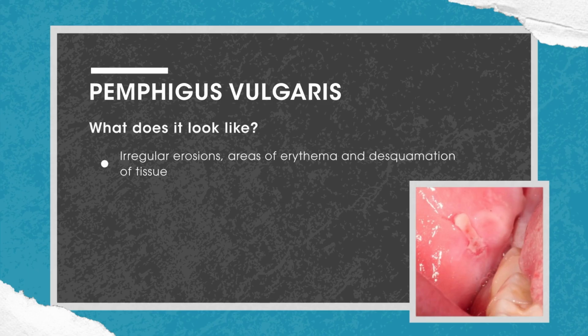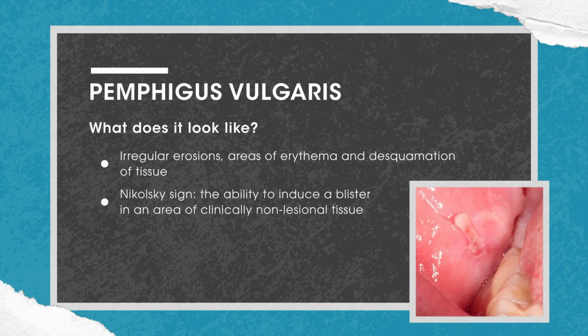Usually you're going to see irregular erosions, areas of erythema, and desquamation of tissue. Desquamation is whenever we actually put a little bit of pressure on the tissue and that tissue literally sloughs off, leaving or revealing the underlying raw connective tissue. And in these cases, you will have a positive Nikolsky sign.